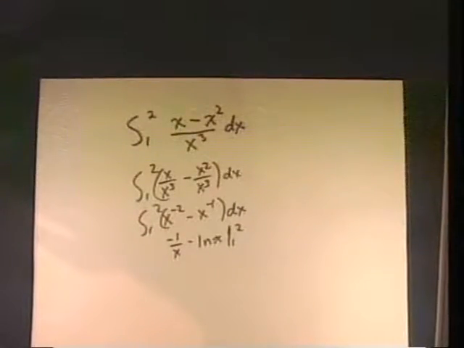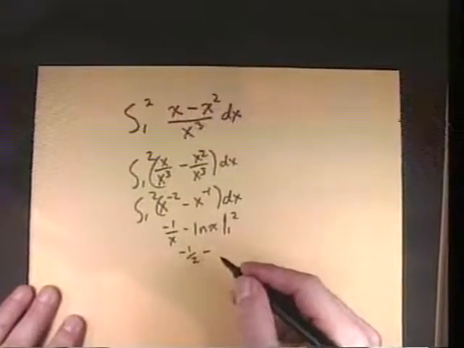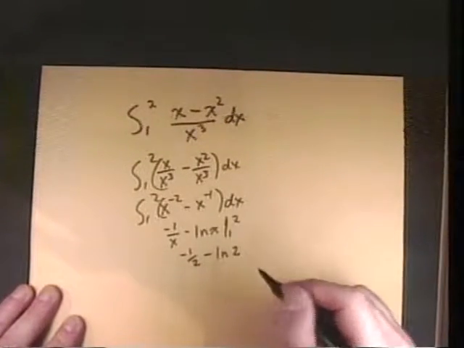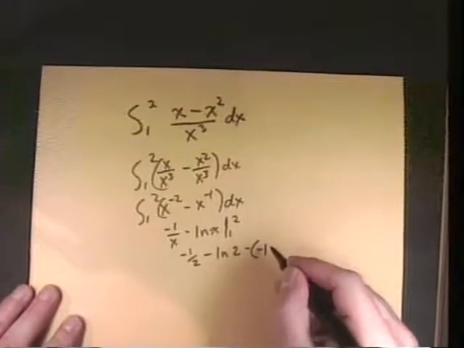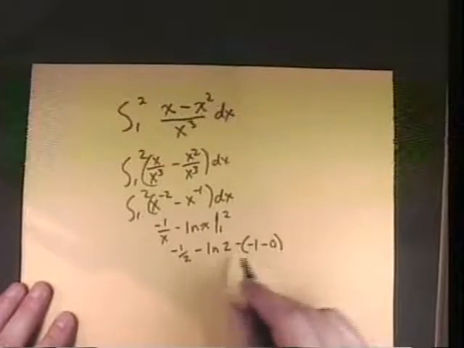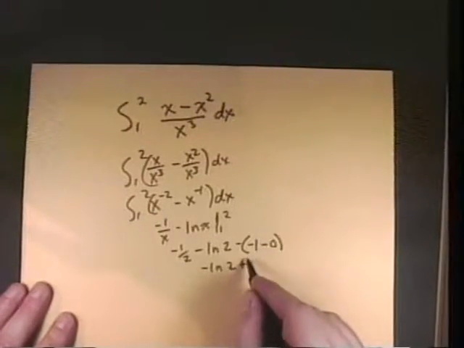All right, you plug in 2 and 1, so negative a half minus natural log of 2, minus negative 1, and natural log of 1 is 0. Very good. So from there, you add 1, and you get negative natural log of 2 plus 1/2, right?